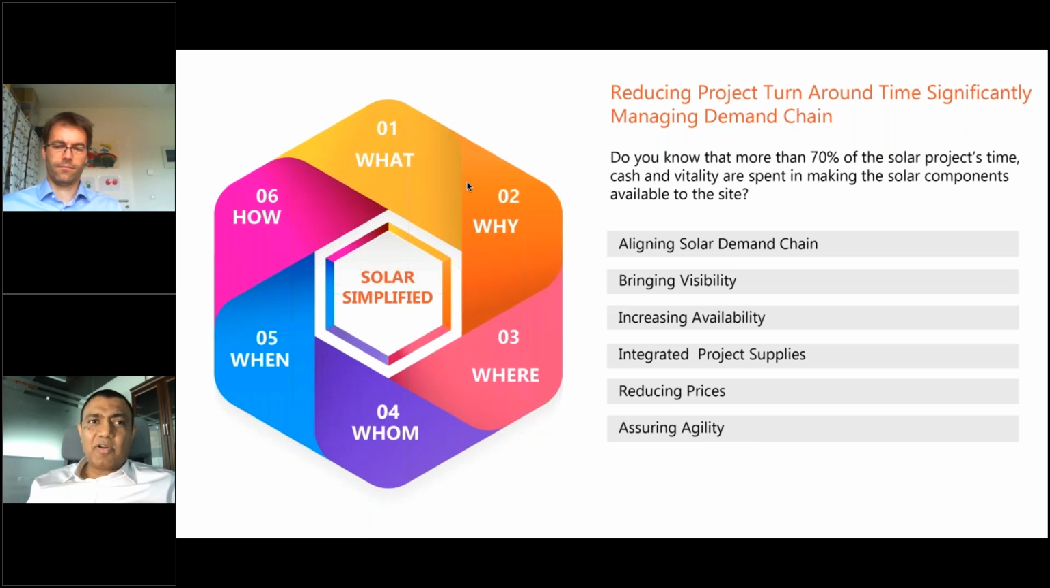It will resolve a lot of procurement and supply chain issues, such as dates of deliveries, BL copies, and so many other things. Of course, it increases the availability of the product and the planning. Integrated project supplies reduce the prices, and ensuring agility is another very important aspect, because there are fluctuations.